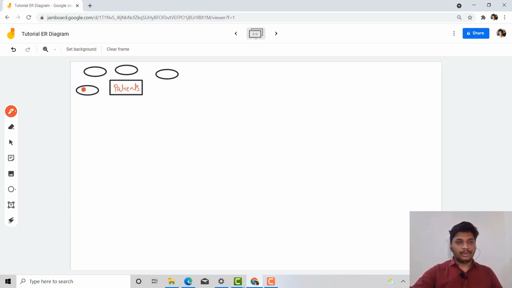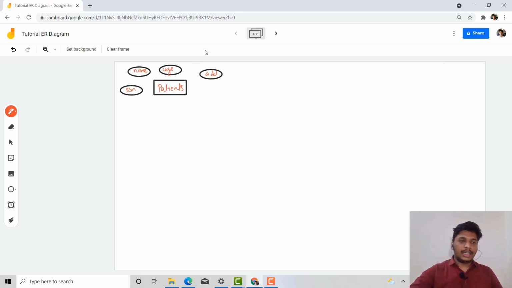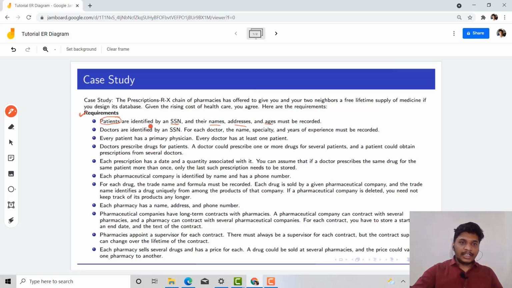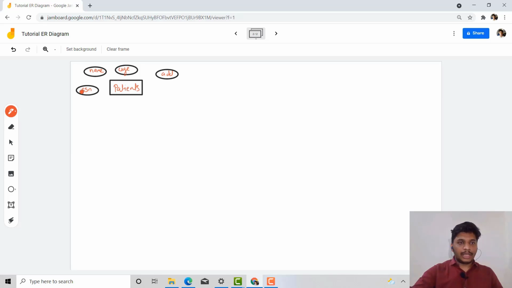So patient has four attributes, that is SSN, name, age, address. Now here patients are identified by an SSN. So SSN is the key here, so we have to underline this SSN. Now we have to link these attributes to the entity by drawing a single line. Here we have linked the attributes with the entity patients.